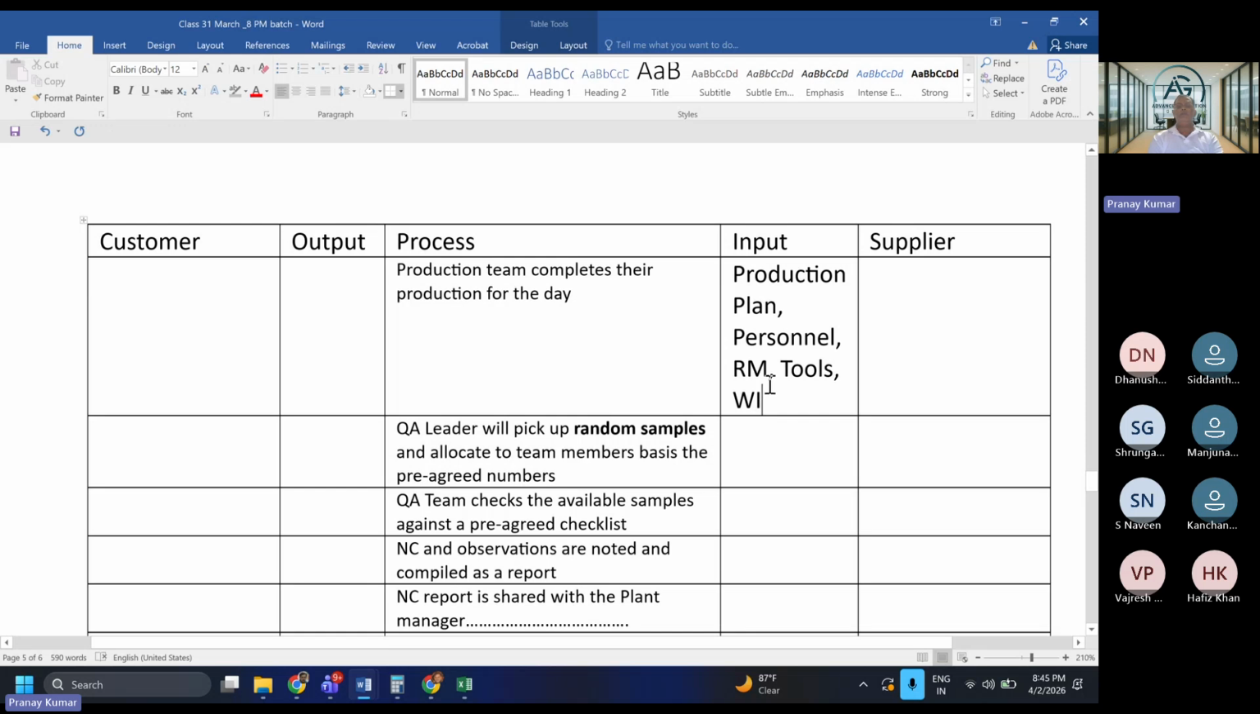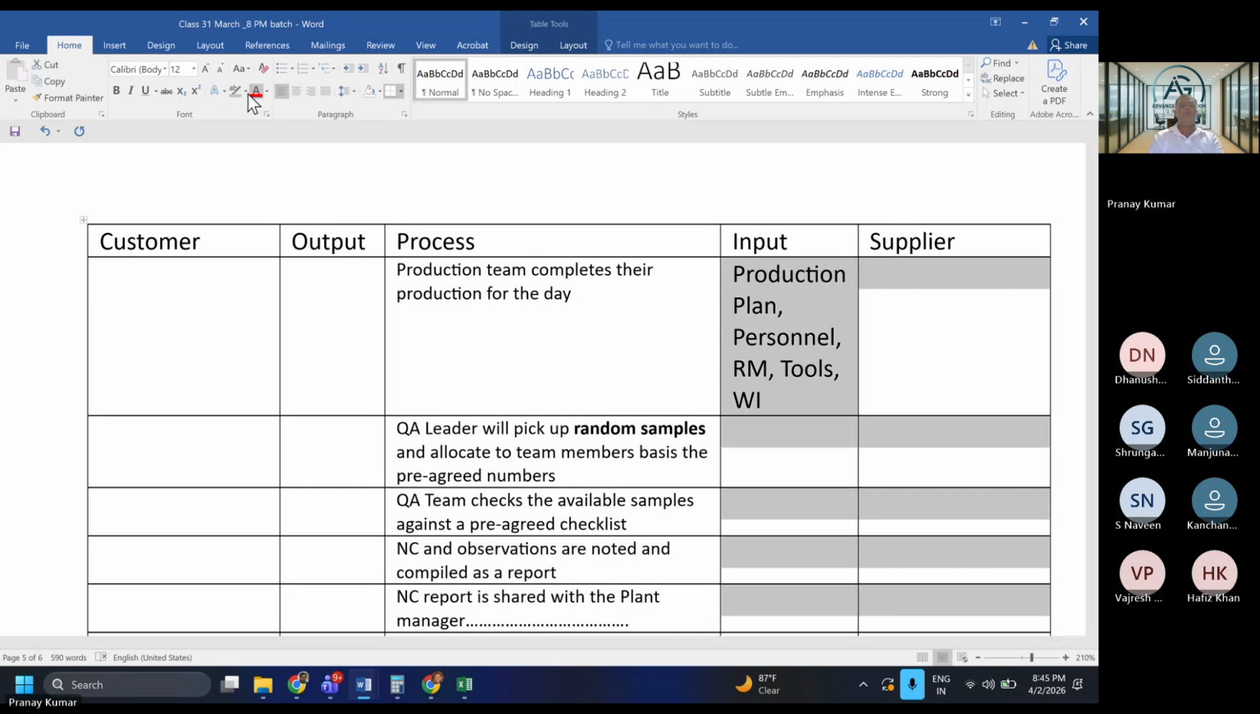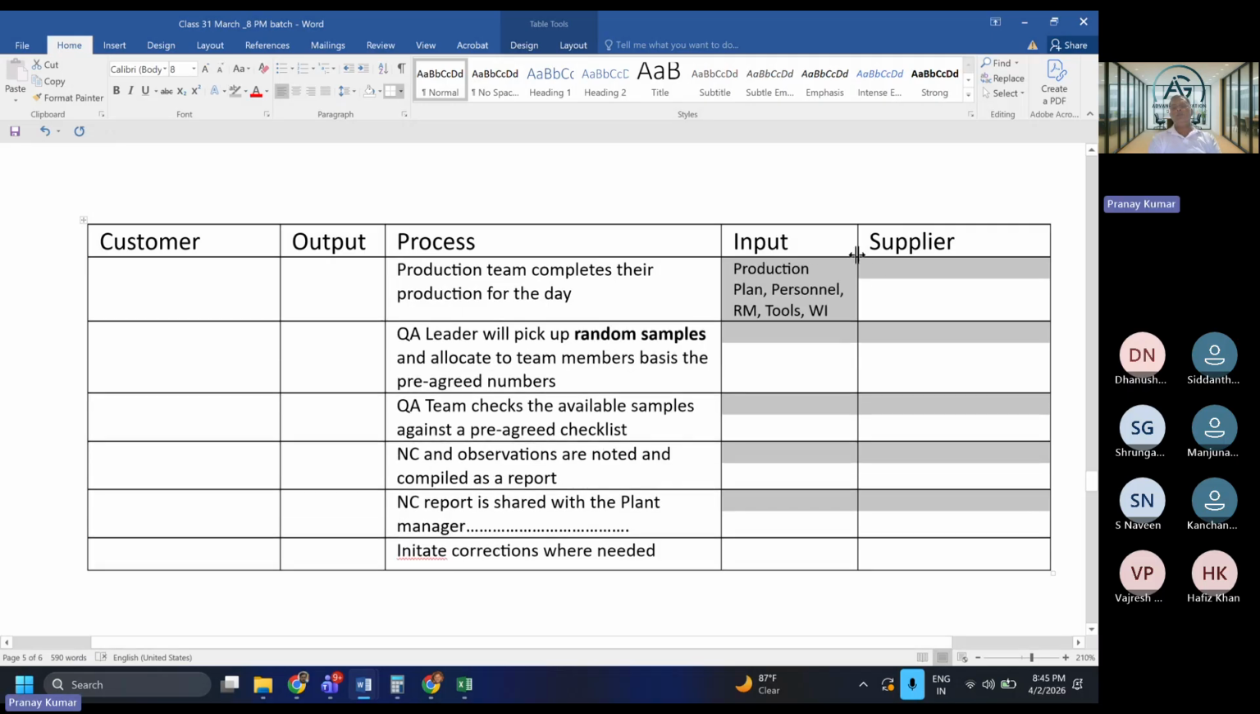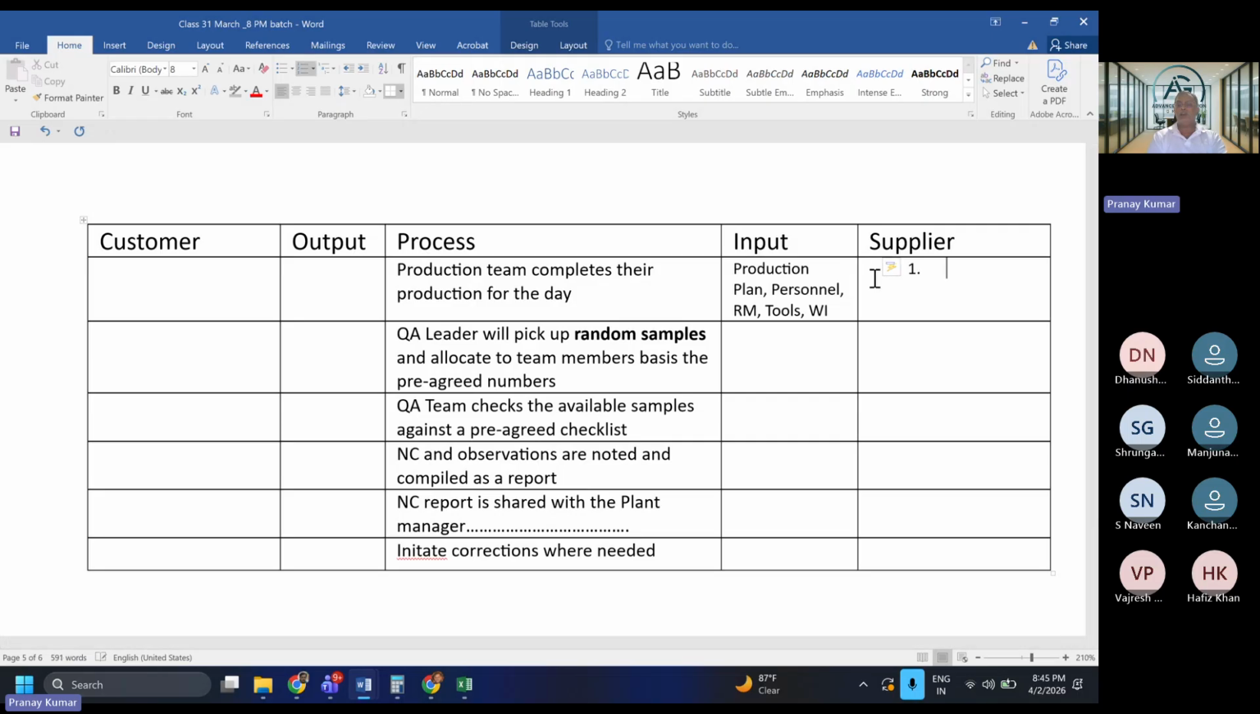Everyone with me? Yes, sir. Who will give you these things? Who will give you the production plan? My production plan will come from the production planning team. Right? Everyone? Who will have the roster of available persons? Maybe the shift in charge.